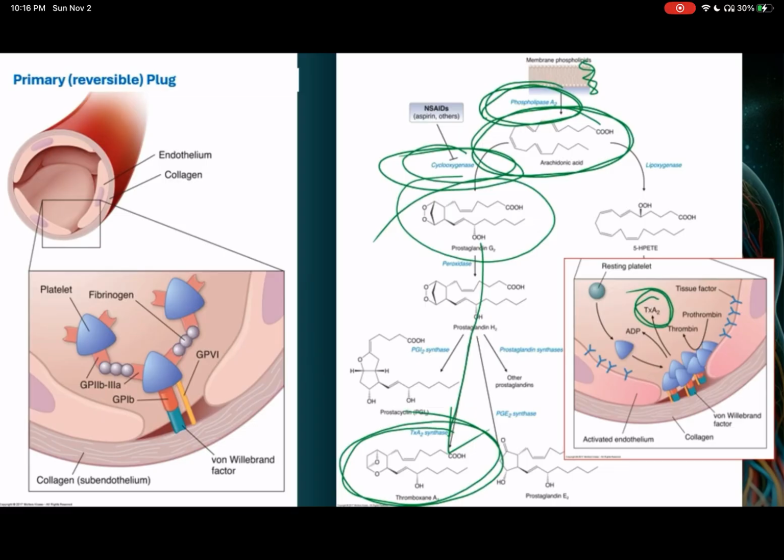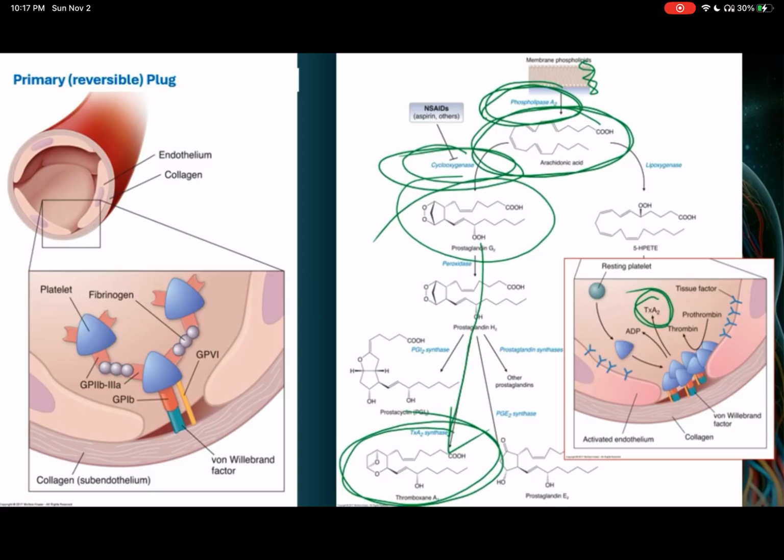It also promotes platelet aggregation through signaling cascades, resulting in the expression of functional, and this is important, GP2B and 3A integrins. Okay, GP2B and 3A integrins. Very important to remember because these will be a target to a major drug group, which we're going to discuss later on. Okay, as you can see from the schematic, these integrins are important mediators of platelet aggregation.